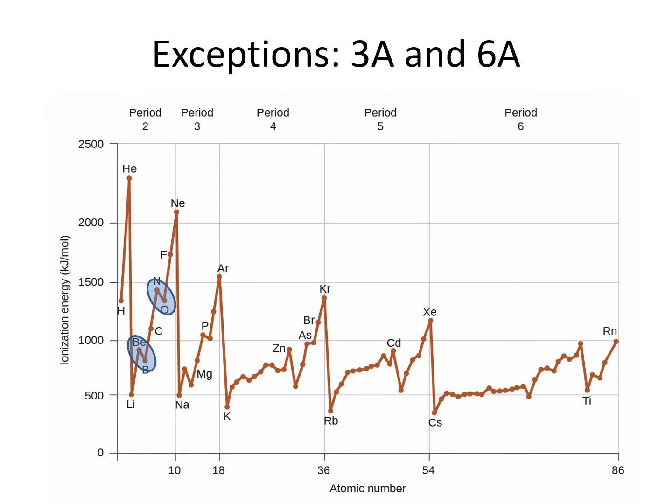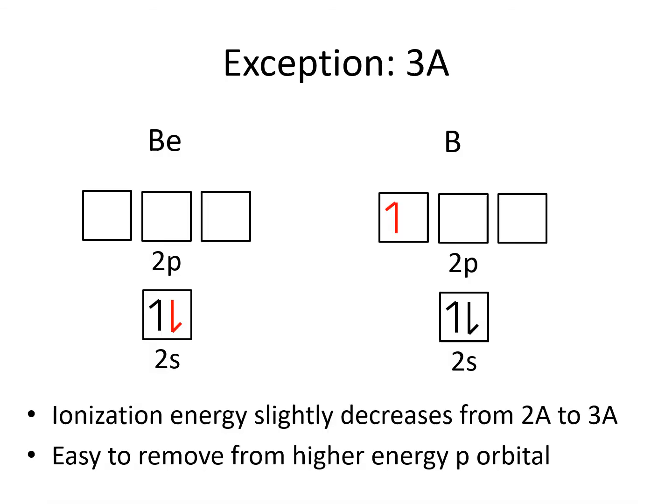We do see some notable exceptions to the overall trend that ionization energy increases going across a row on the periodic table. Going from 2A to 3A and going from 5A to 6A, there are dips in ionization energy, even though there is an increase in effective nuclear charge. Going from 2A to 3A, there is a decrease in ionization energy that is due to the type of orbital the electron to be removed is in.